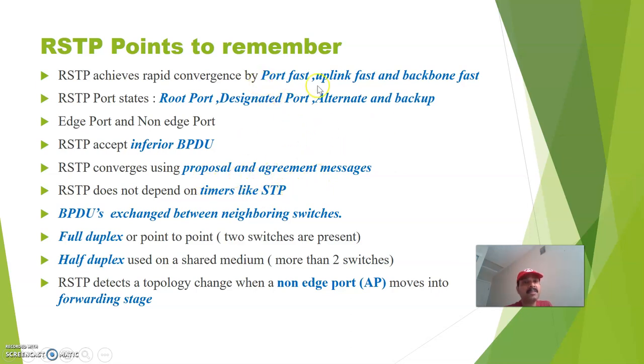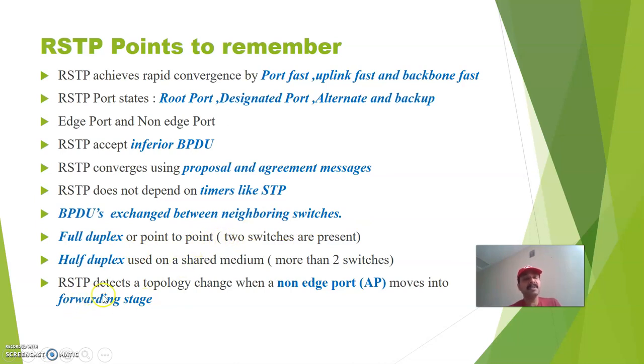It also contains three additional enhancements: PortFast, UplinkFast, and BackboneFast. And similar to STP, BPDUs are always exchanged between the neighboring switches. There are two modes, a full duplex mode and a half duplex mode. Full duplex mode is where two switches are present, and half duplex is used on a shared medium. If there are more than two switches, we use this half duplex mode. In both modes, convergence happens by exchanging proposal and agreement messages.